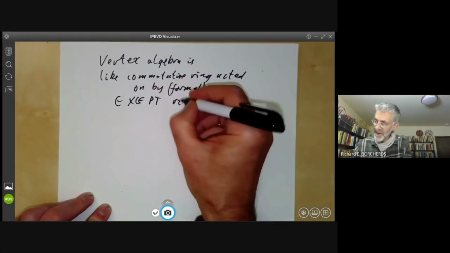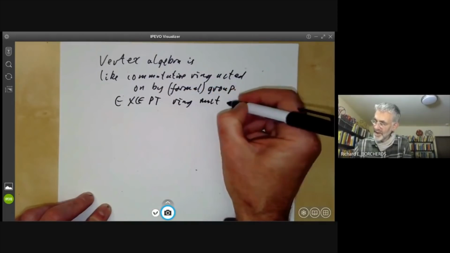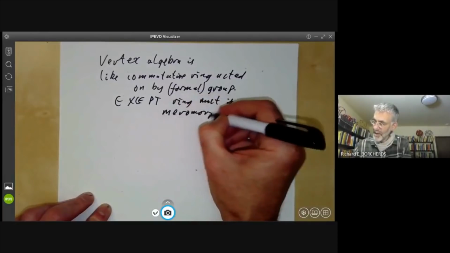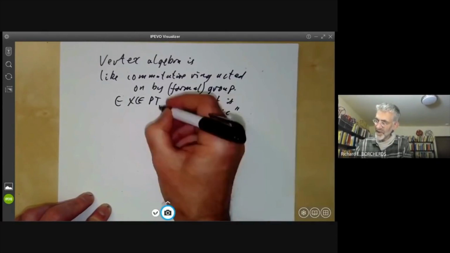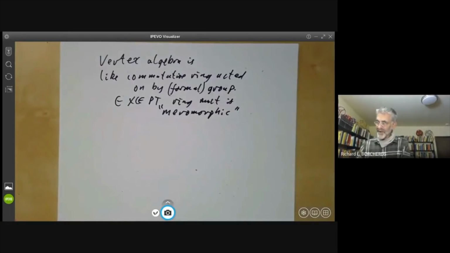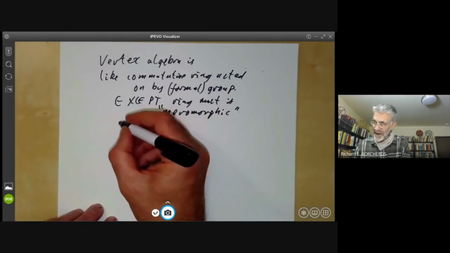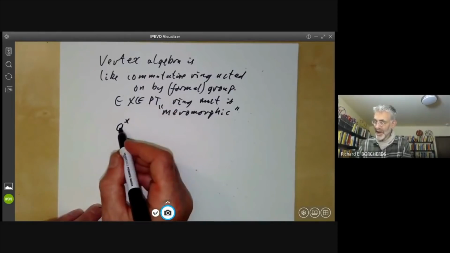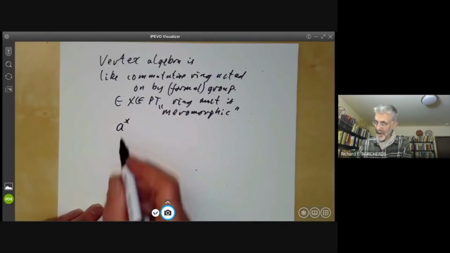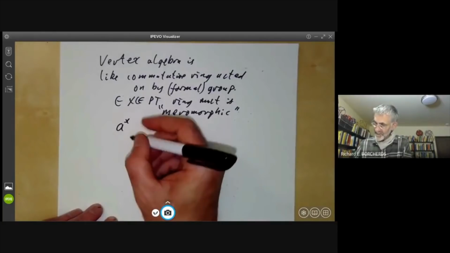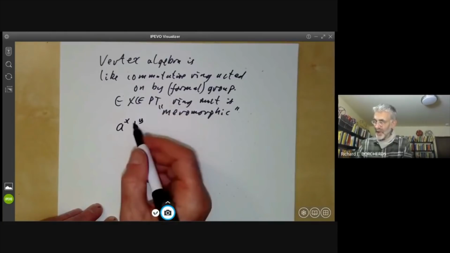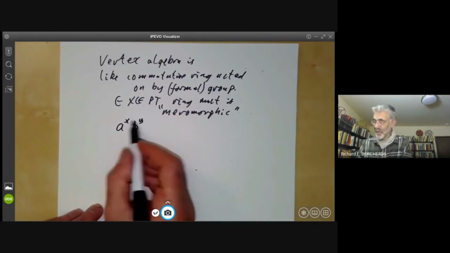the ring multiplication is not defined everywhere, but it's sort of a meromorphic function of its arguments. So informally, if we write the group action of a group element x on a ring element a as a to the x, then you can write identities like a to the x times b to the y, and you can think of this as being a function of x and y.